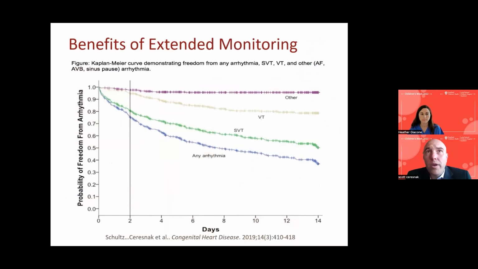And we used to do 24 to 48 hours of monitoring. And this is a paper we published on congenital heart disease patients looking at extended monitoring. And we know that the longer we keep these monitors on, the more likely we are to pick something up. And you can see this Kaplan-Meier curve as once we got out past day 2, which is our traditional 24 to 48 hours of monitoring, you can see we still pick up a lot of other arrhythmias in these patients with congenital heart disease with extended monitoring.